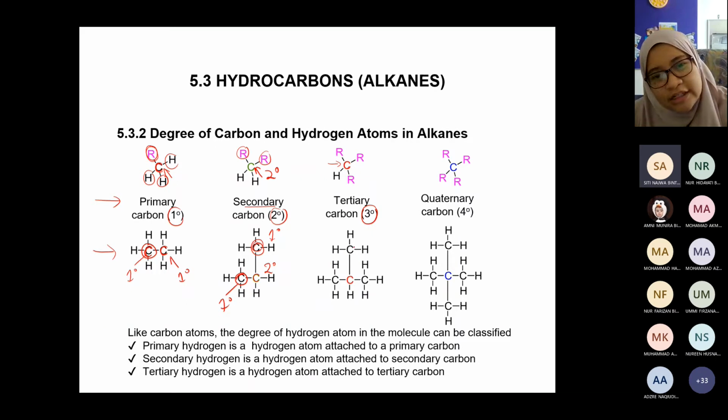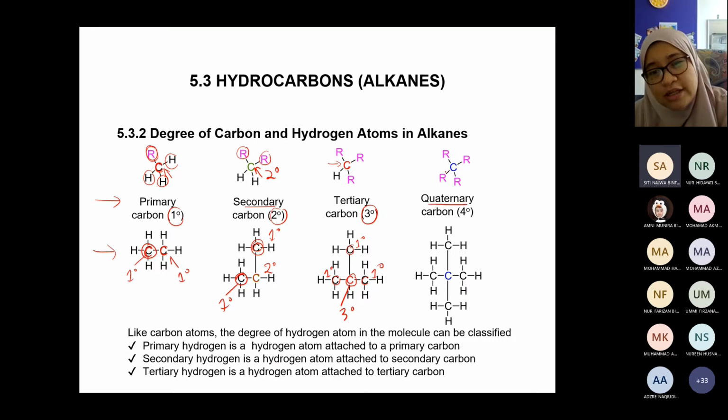Okay, alright. So these are all primary. You check, right, they are primary. How about this one? Okay, this carbon is directly attached to three different carbons. So this is tertiary.